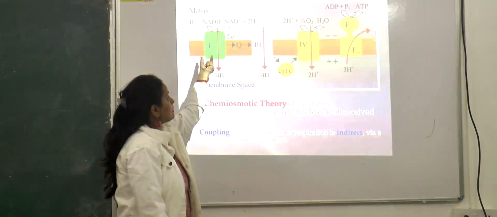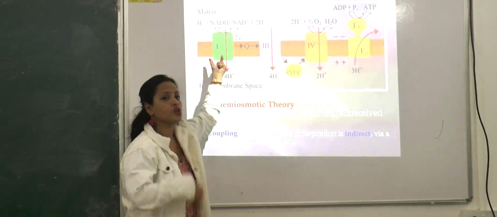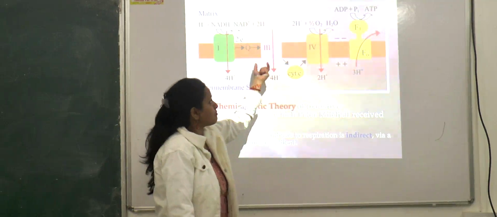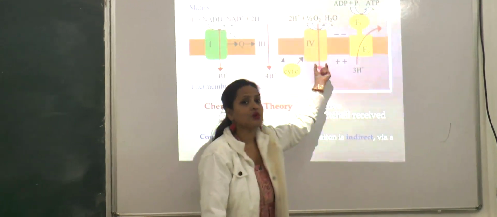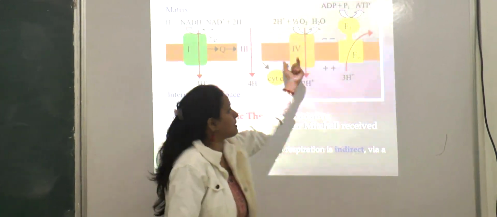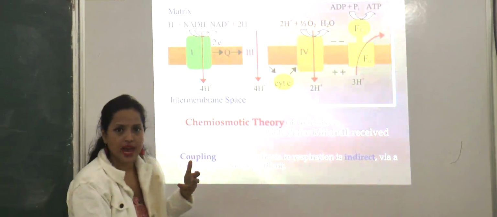As complex 1 donates electrons, complex 1 gets oxidized and complex 3 gets reduced. Then from complex 3, the electrons move to complex 4; complex 3 gets oxidized and complex 4 gets reduced. That means it is a redox reaction.